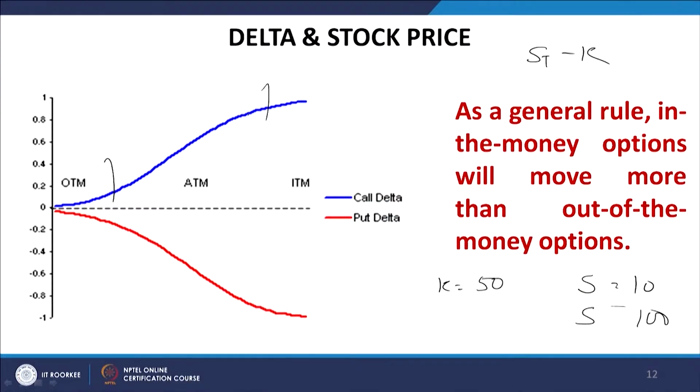So at this point the delta becomes 1, and in between, the delta remains more or less somewhere around 0.5 or thereabouts. As a general rule, in the money options will move more than out of the money options, as you can see here. For out of the money options the variation is small, and for in the money options the variation is relatively large. That is because delta in the case of in the money options is close to 1 and delta in the case of out of the money options is close to 0.